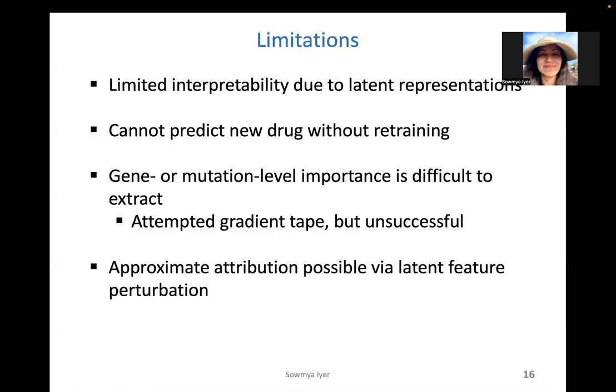The other limitation is that with this particular model, I can predict all of the screened drugs, but if you introduce a new drug, it would be hard to predict without retraining the entire model. Gene or mutation level importance is very difficult to extract. I attempted gradient tape, but it just got extremely complex and hard to interpret. We can do an approximate attribution via latent feature perturbation, where we knock down one latent feature at a time and then narrow it down that way. But that wasn't really satisfactory, with the goal being biomarker discovery.